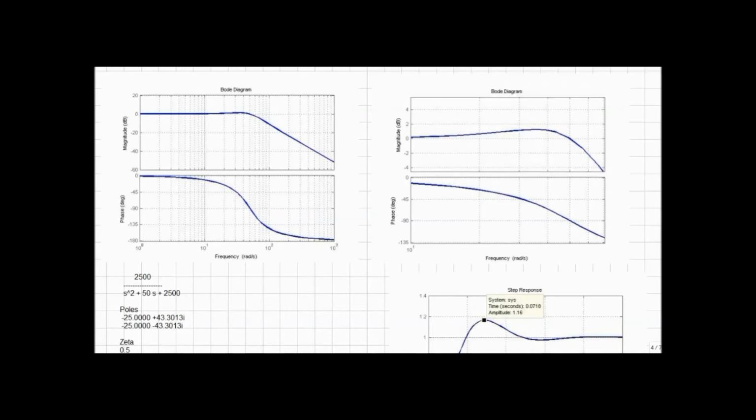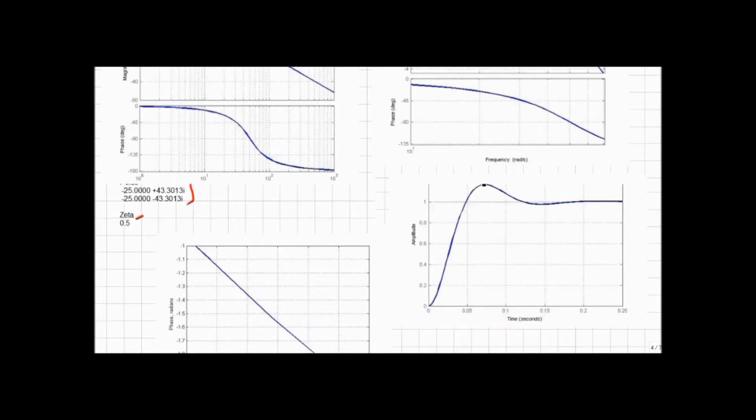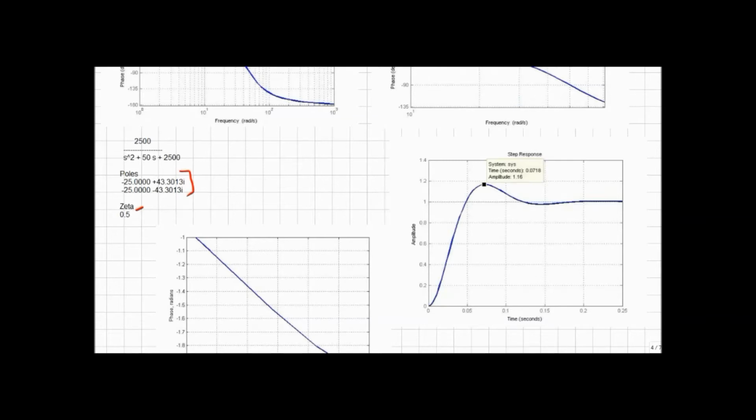Here I've got a system with a damping ratio of 0.5. Now my poles are complex conjugate pairs. Let's go look at the step response first. If I look at the step response, I see that I have an overshoot. That overshoot tells me that I have at least a second order system.